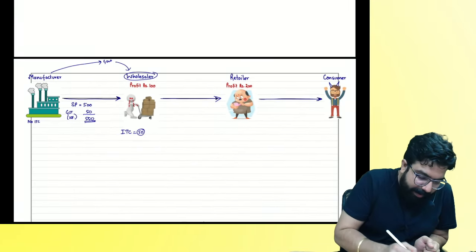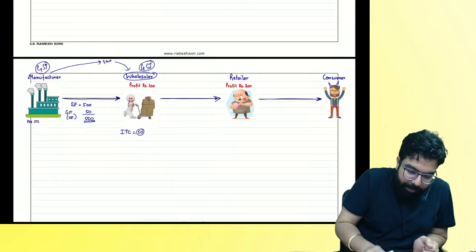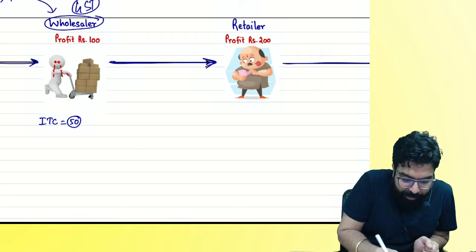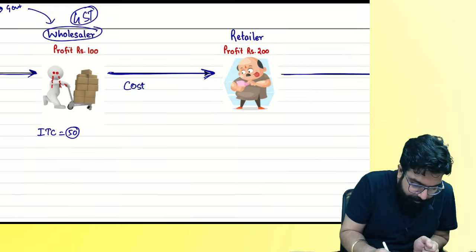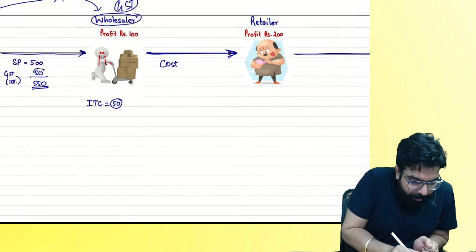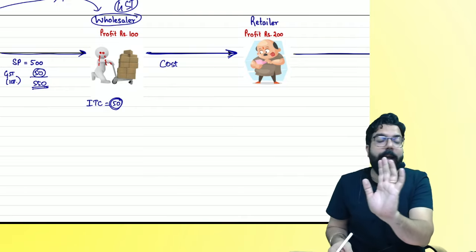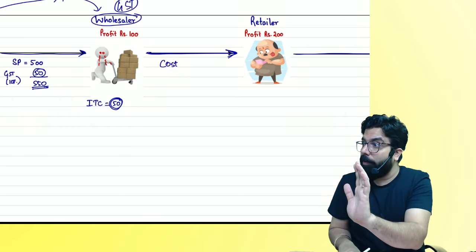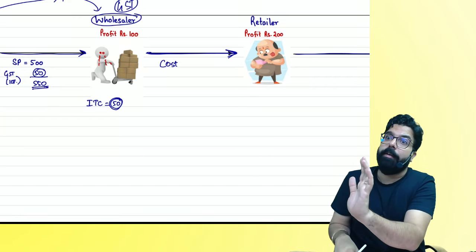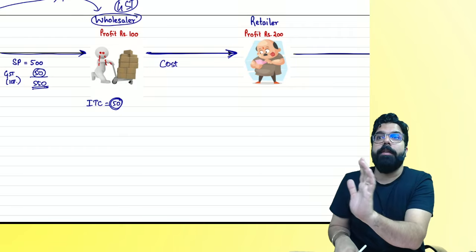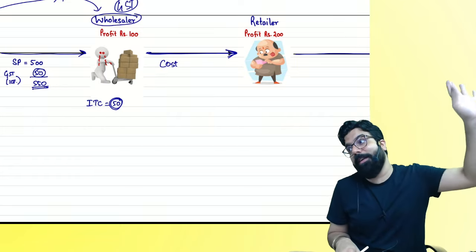Everyone, listen. He is also registered under GST now. You are also registered under GST. Now tell me one thing. He will sell it to the retailer. Can you tell me his cost? Why? Because he got the credit of 50. People, everyone understood? If you have understood this method which I'm telling, everybody got it, because this is only GST. If you have learned this, we are done.